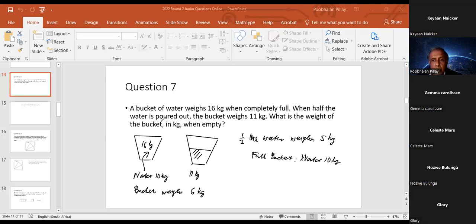Right? So what is the weight of the bucket in kilograms when empty? So that's the answer. Right? So if you remove the 10 kgs of water from the 16 kgs, you'll be left with the empty bucket. So it's 16 minus 10. Okay, so that takes us to the next problem.